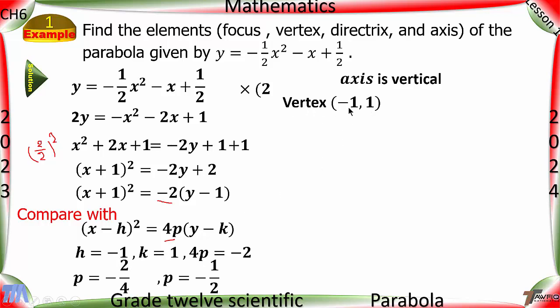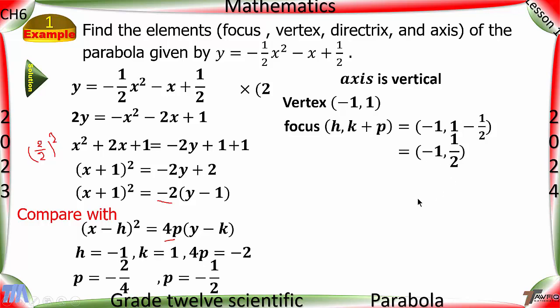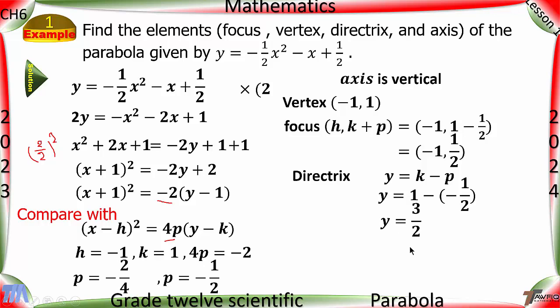So vertex is minus 1, 1. And the focus is h, k plus p because it is vertical. So h is minus 1 and k is 1 and p is minus 1 over 2. Simplify, it becomes minus 1, 1 over 2. This is the focus. And the directrix is y equal k minus p. So y is equal 1 minus 1 over 2. Simplifying, y is equal 3 over 2.